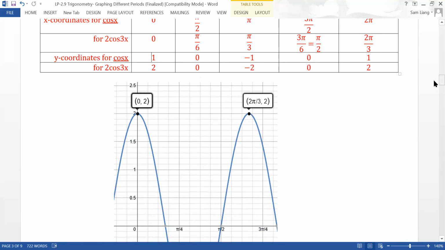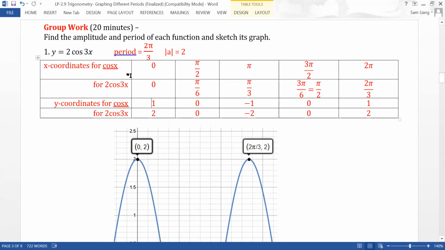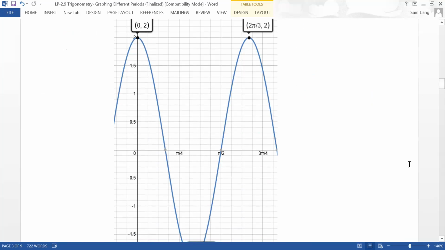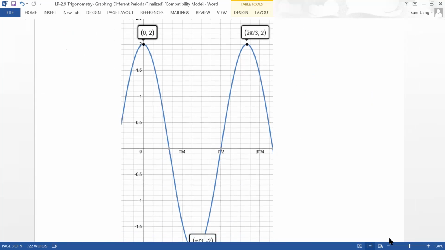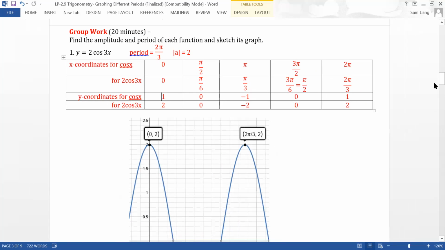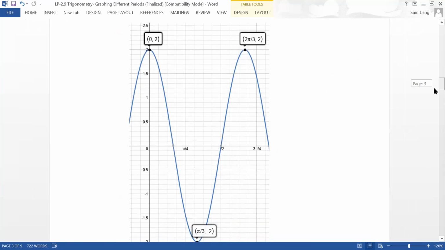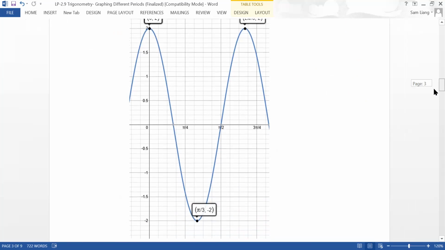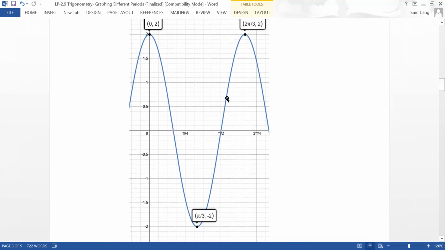Okay. All right, so if you need this chart here, please pause the video here. And then if you need this graph, let me zoom out just a bit. If you need this graph, please pause the video here. All right, so that's your first classwork question.